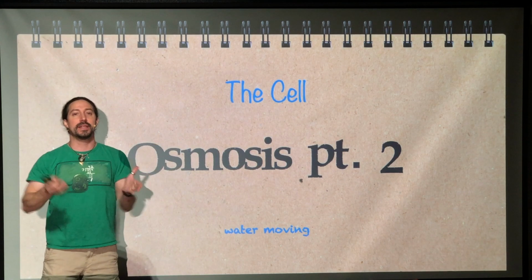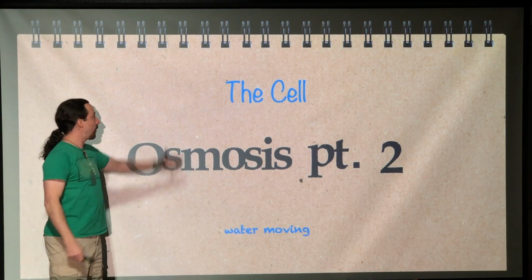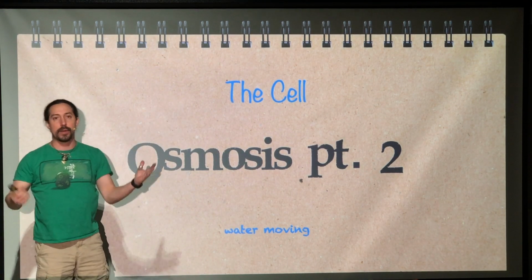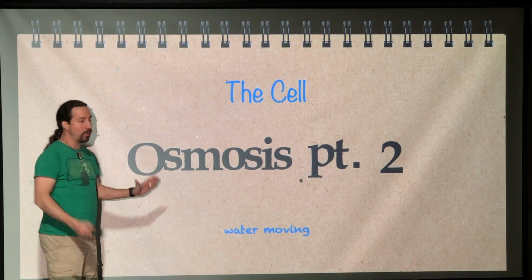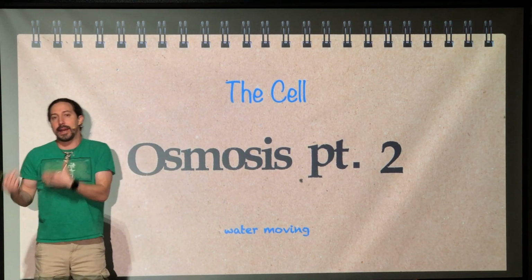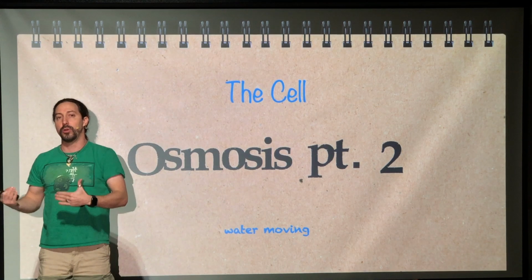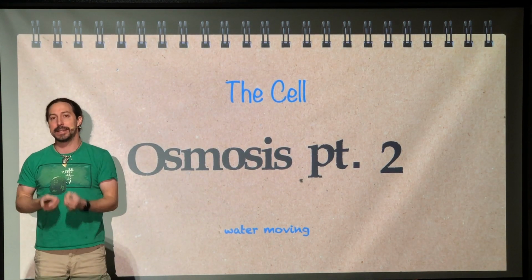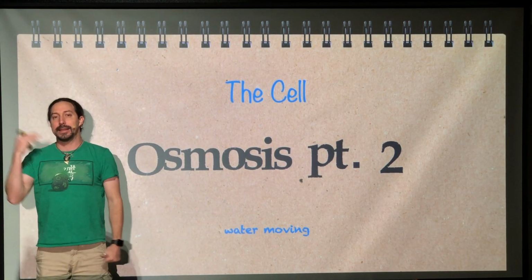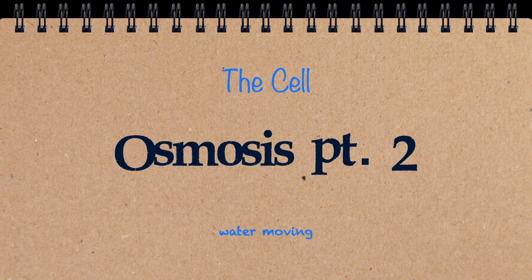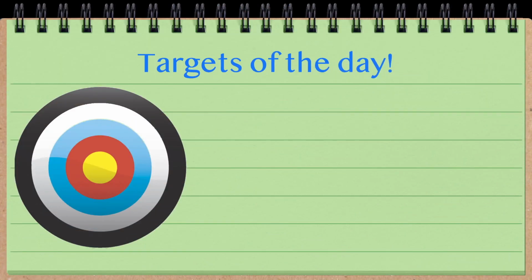Hello and welcome to this next episode of Tutor Tutors, where we are continuing looking at the cell, and we are going to just go into part 2 of osmosis. In the last episode, we talked about how water moves based upon the tonicities that are present. In this one, we are going to be looking at how it impacts a cell.